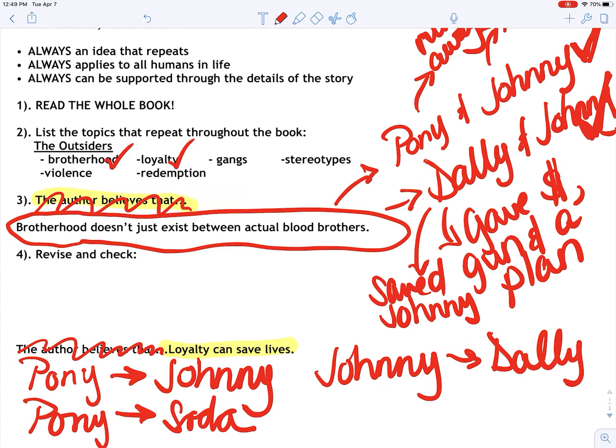So we see that lives are being saved all over the place in The Outsiders. And why are they being saved? Because of loyalty. Because these guys would not let each other suffer. They wanted to save each other when they could, okay? So this is just a quick little example of how to tease out the theme in your story. As I said, it should work no matter what you've read.